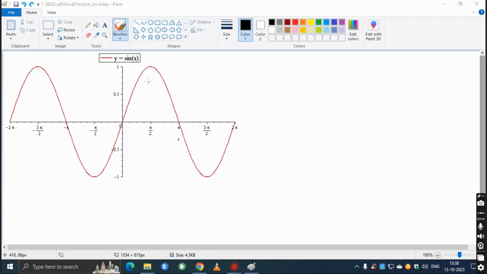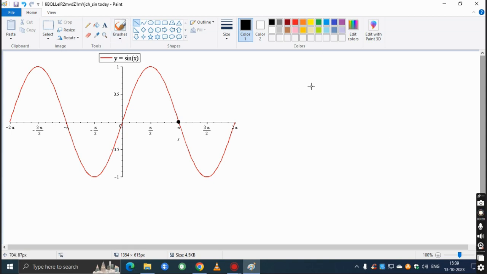So here I have y equals sine x. Now our goal is to find the derivative of sine x. Derivative means dy by dx for sine x at x is equal to pi. Now I'll ask you one really simple question. What would be the derivative of sine x at x is equal to pi by 2?